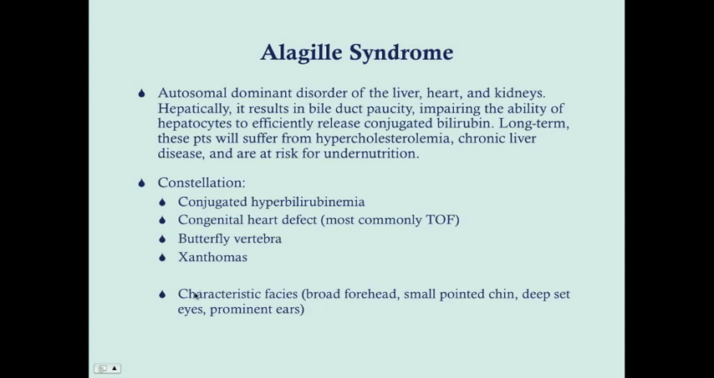And then this characteristic facies, which I would hope if they give you a question on this, they show you a picture because this will help you. So this characteristic facies is a very broad forehead, a very small chin that tends to be pointed forward, and then very deep set eyes and prominent ears.